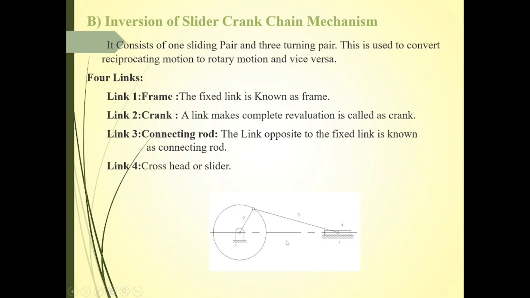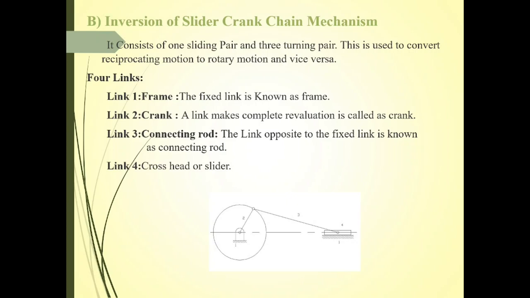See this mechanism. Number one is the fixed frame, it is not movable. Number two is the circular shaped element, called the crank. The crank will be rotating clockwise or anti-clockwise. Assuming this is the clockwise rotation of this crank. Number three is the connecting rod or coupler. The fourth element is called the slider.